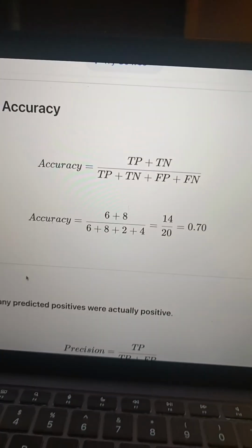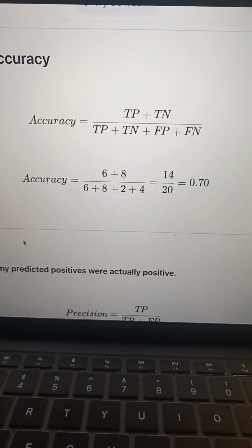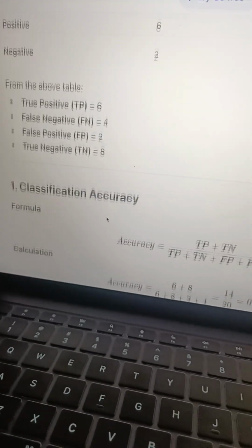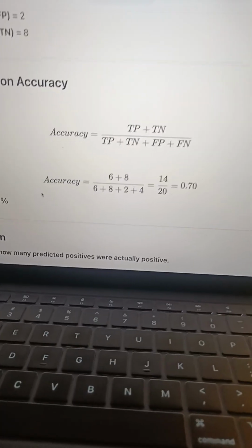So, first, we will have to understand what accuracy is. Accuracy is the overall correct output divided by the overall expected output and the given output. Here let me show you the formula of accuracy, which is: true positive plus true negative, divided by true positive plus true negative plus false positive plus false negative. And here is the data we were given and the answer for the same data.